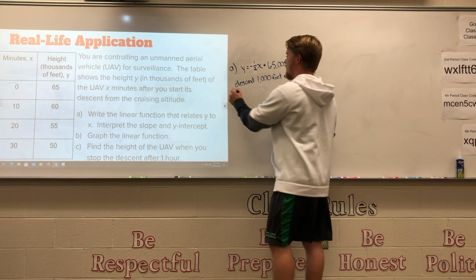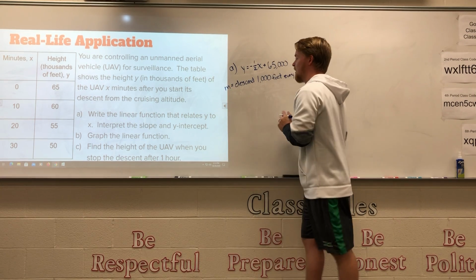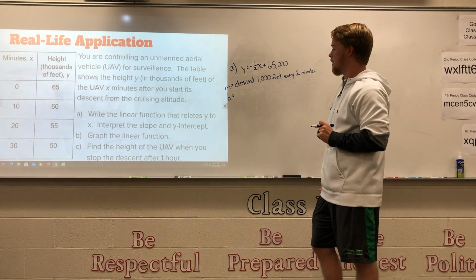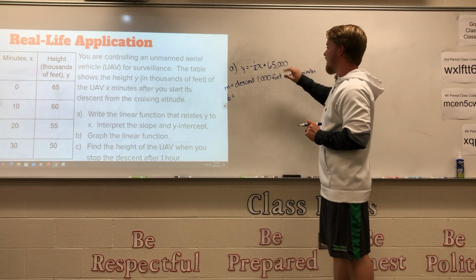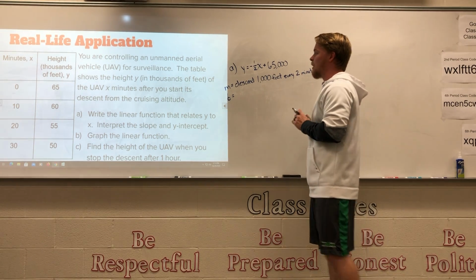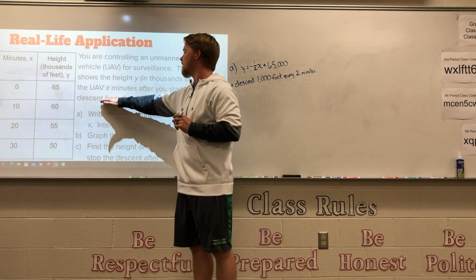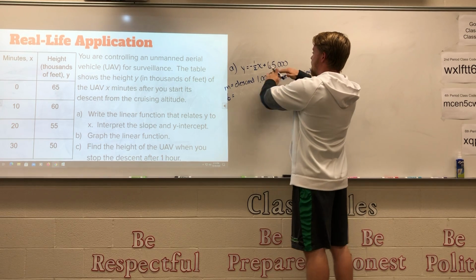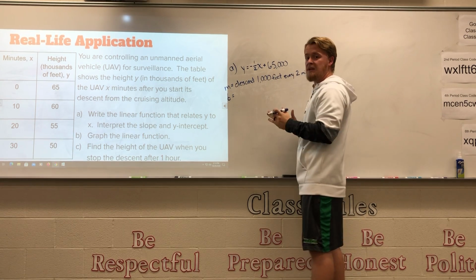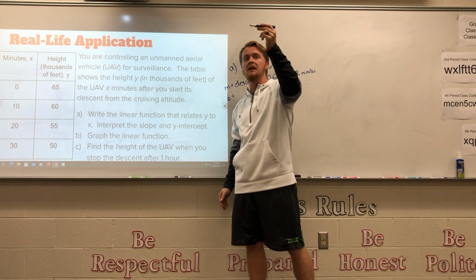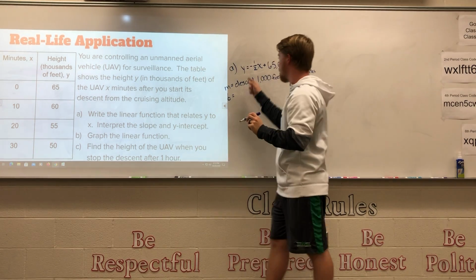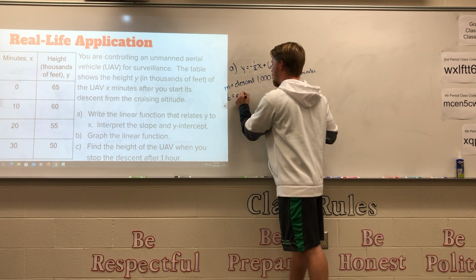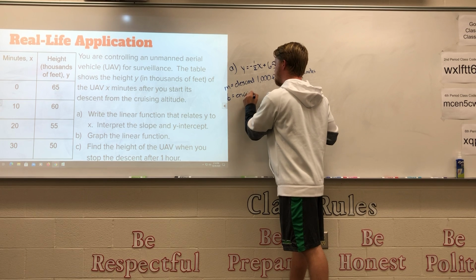So that is my slope. M interprets to that. My B is 65,000 feet. To interpret that, remember, we started descending from the cruising altitude. So if we added on 65,000 feet, that means that is our cruising altitude. We were cruising at 65,000 feet, and then we started descending, and that's where our slope comes into play. So 65,000 feet is our cruising altitude.